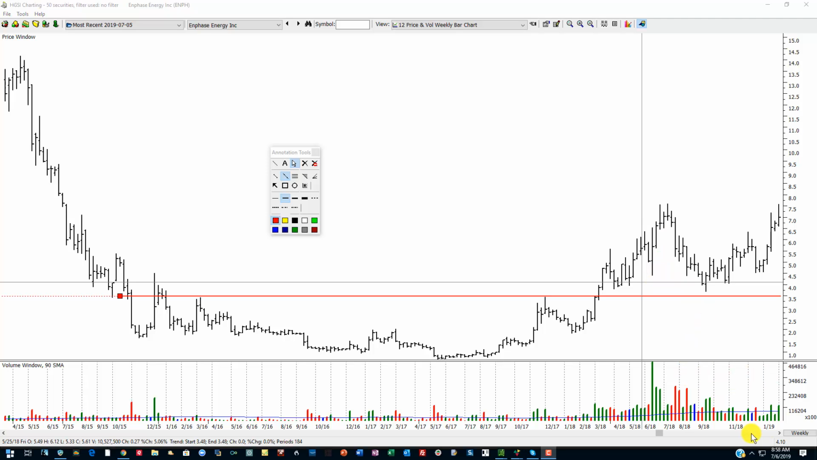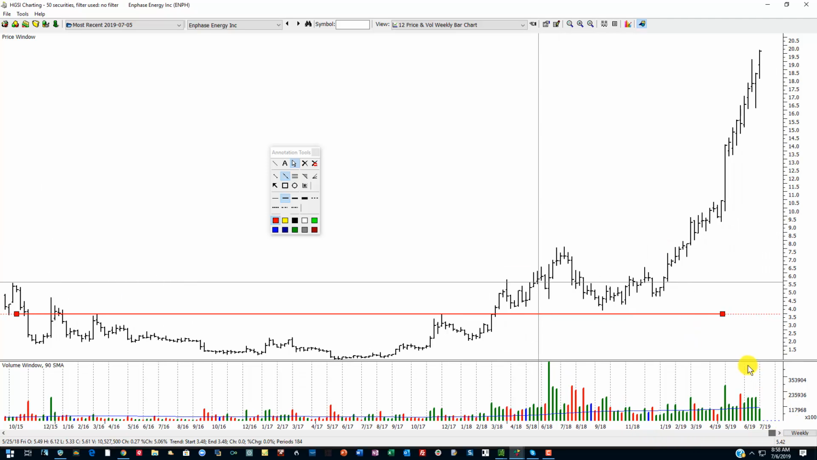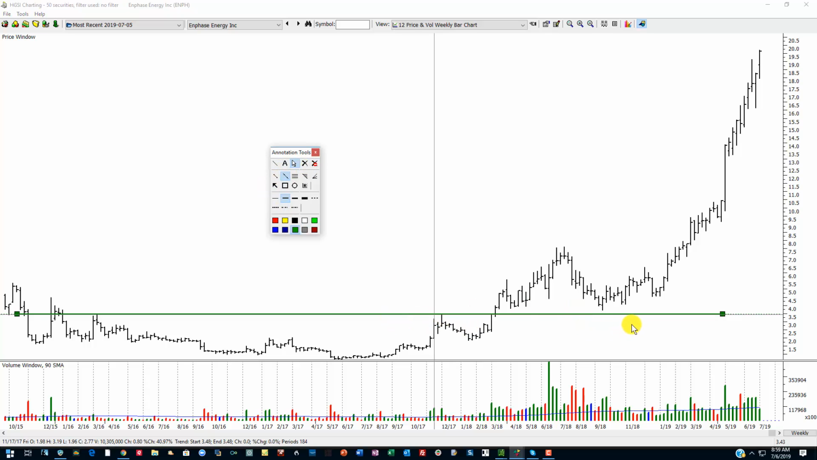Going to get out of here. I'm going to move all the way to the right on this weekly chart. So this was the breakout point. Now I'm going to change this to green because it was resistance and then it became support. You can see it went up here. The stock traded down to this, near this area. It didn't get all the way down. These were pretty weak bars.